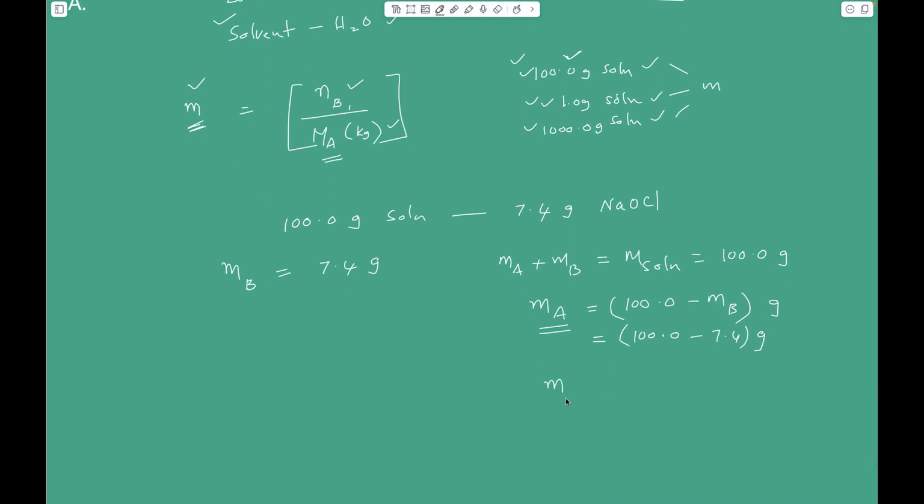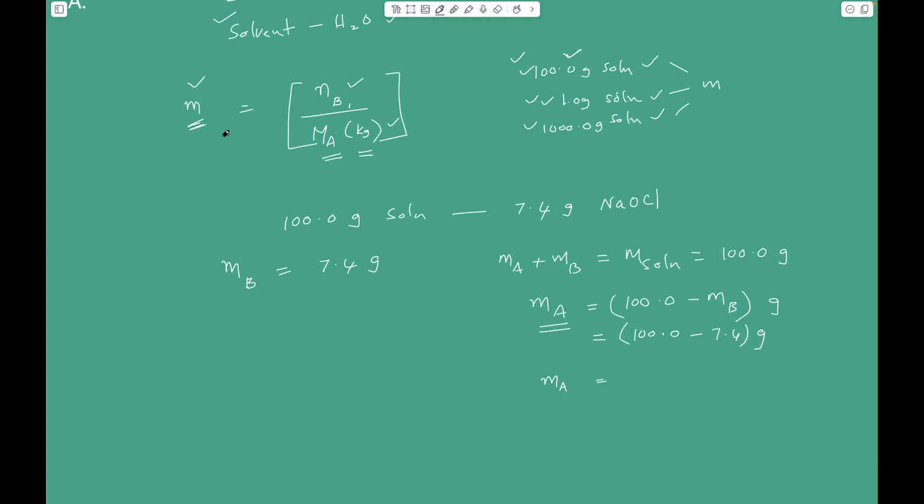But we need the mass of the solvent in kilograms. Because molality is the ratio between amount of substance of solute or the number of moles of solute and the mass of the solvent in kilograms. So the mass of solvent in kilograms would be (100 minus 7.4) times 10 to the power of minus 3 kilograms, because you know 1 gram is equal to 10 to the power of minus 3 kilograms. So we already figured out the mass of the solvent in kilograms.